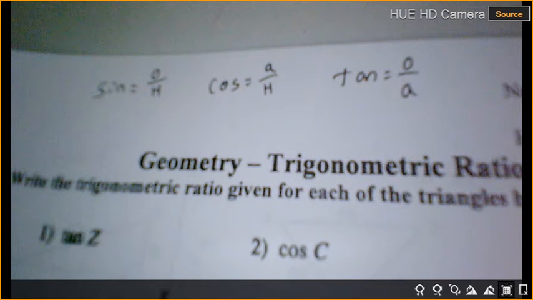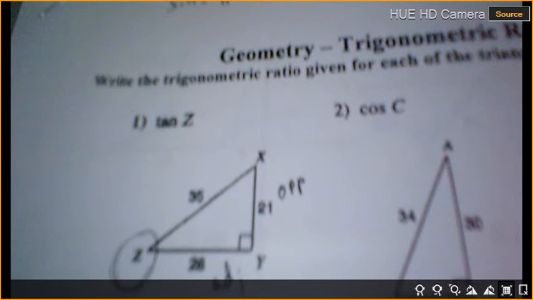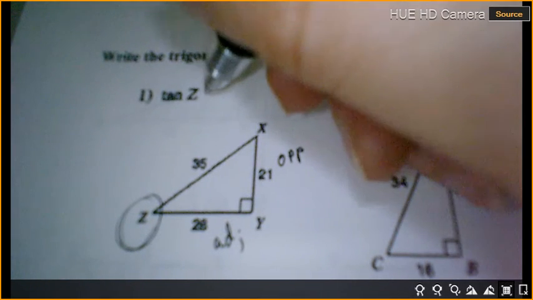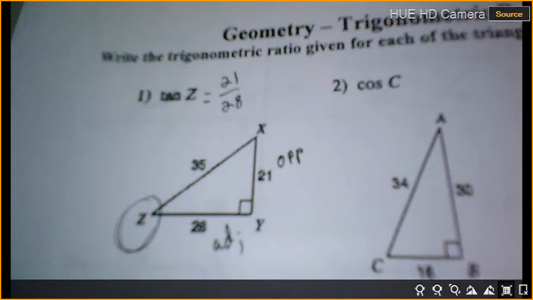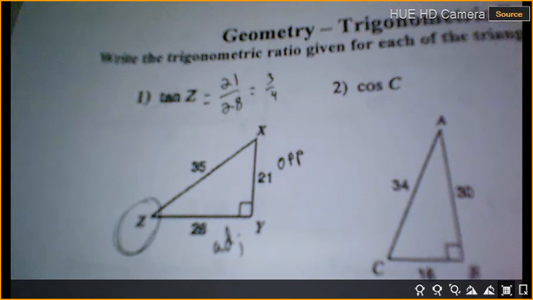A over H, adjacent over hypotenuse. So number one is tangent, so it's opposite over adjacent. So the tan of Z is 21 over 28, which we can reduce to 3/4, because 7 goes into 21 three times and 7 goes into 28 four times. So that's all you're doing for these first 18, is making a fraction.